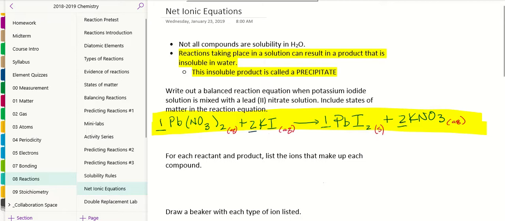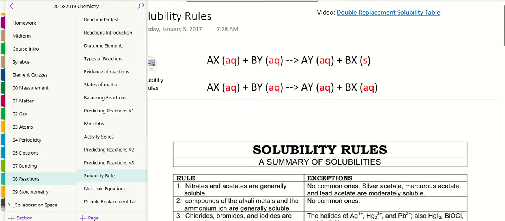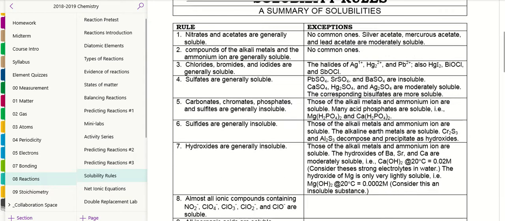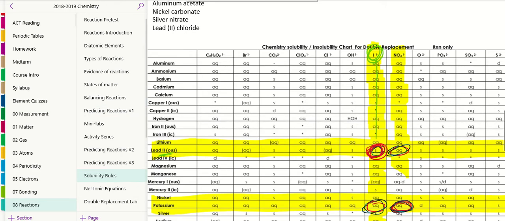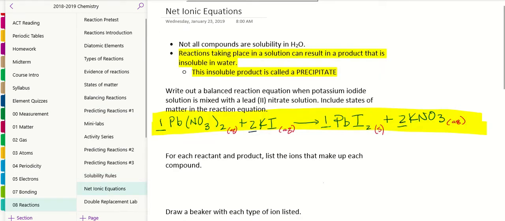You guys recall? The chart. Right before it, you guys recall the solubility table? Yes. So, we have the solubility table that tells us what's going to be soluble in water and what's not.